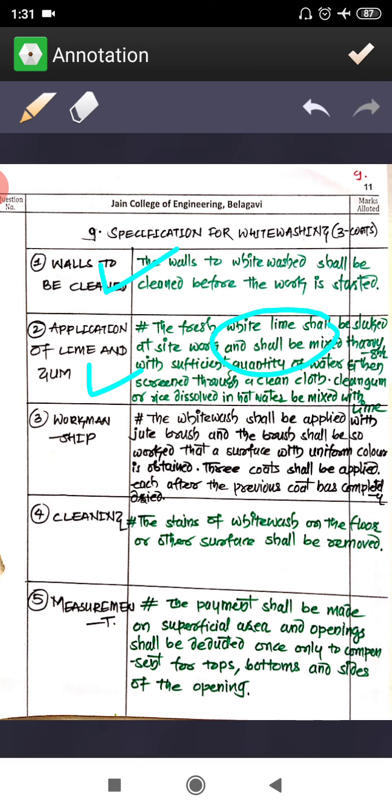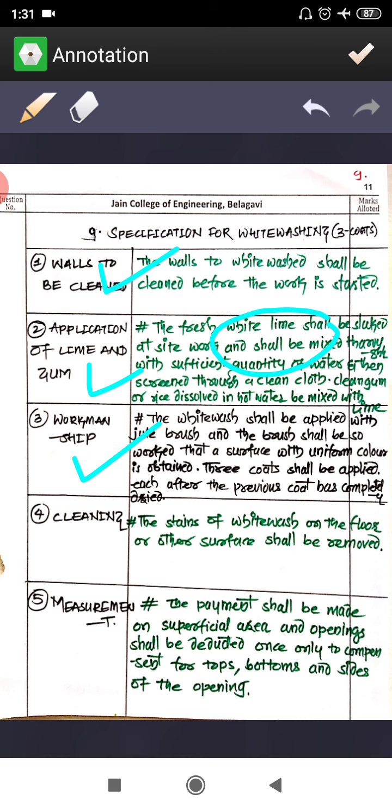Then to whatever screened amount is there, you have to add clean gum, or you can also use rice dissolved in hot water, right? So this is what you have to apply. That is how we can call it whitewash. Then you have to apply that. How are we going to apply that?